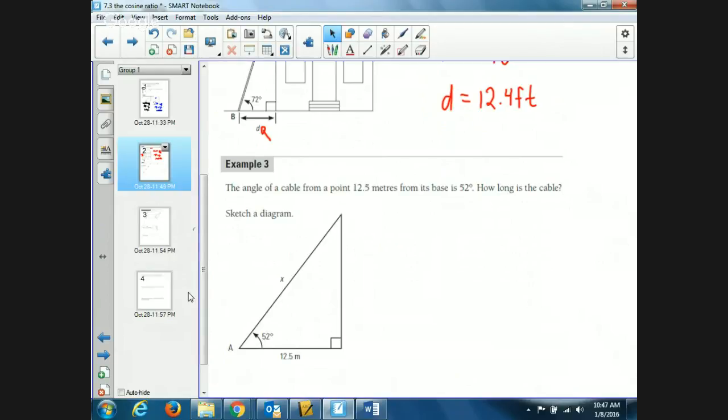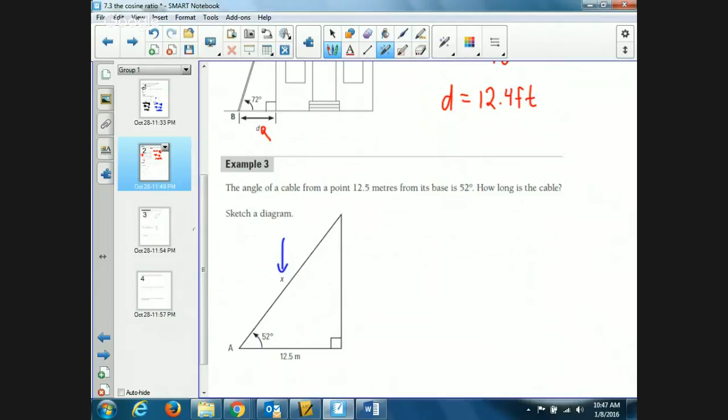For example 3, the angle of a cable from a point 12.5 meters from its base is 52 degrees. So 12.5 meters. The angle is 52 degrees. 12.5 is adjacent to 52. X is the hypotenuse. That's what we're looking for.